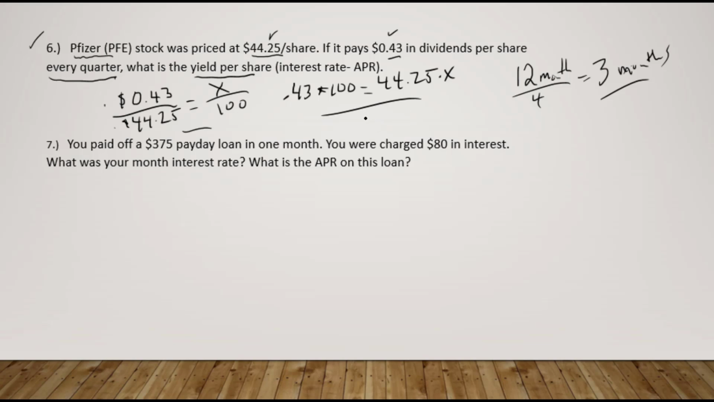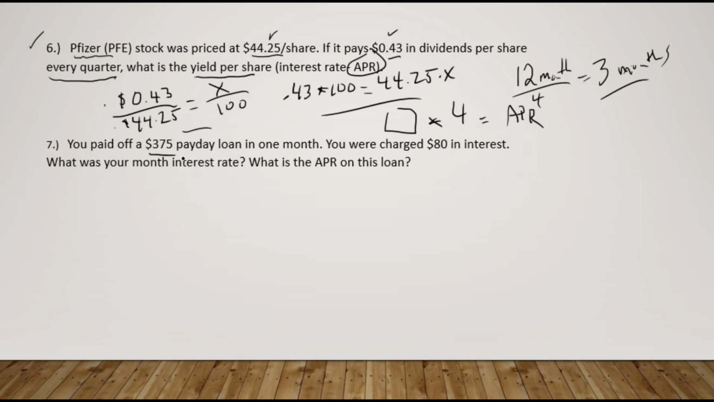And that's going to be not the annual, but the quarterly. So once you get that rate, what do you have to multiply it by to get the APR, the annual percentage rate? And if you guessed 4, you'd be correct.